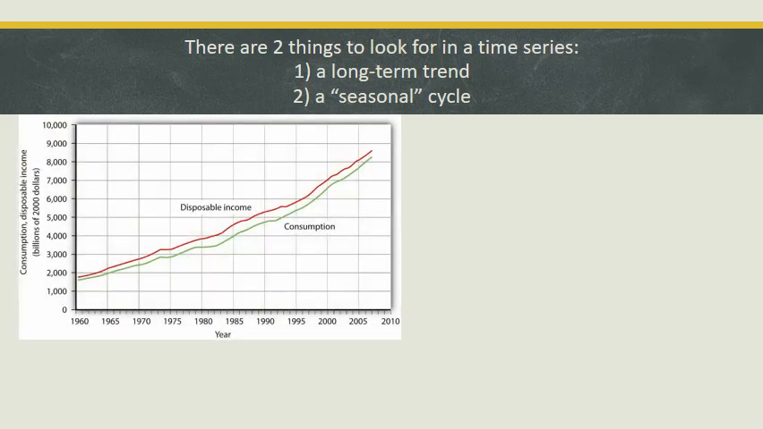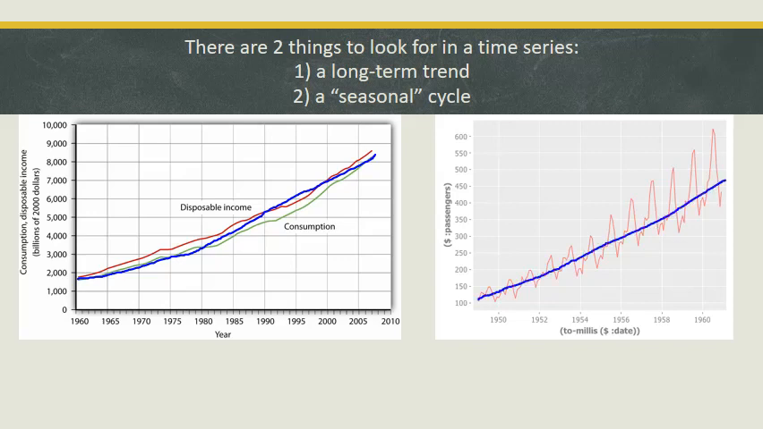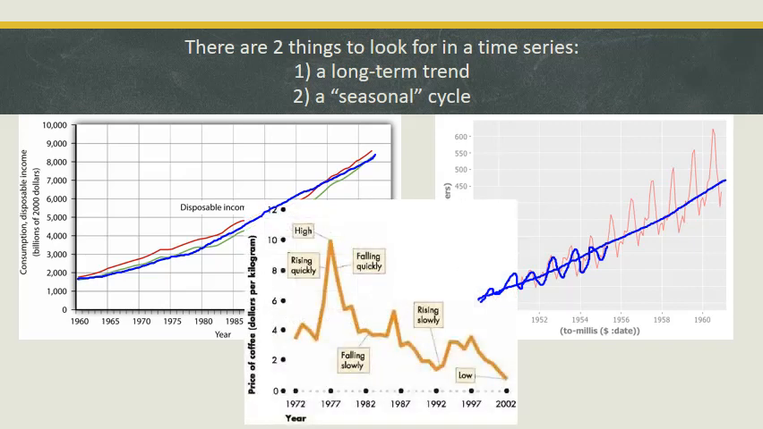This first graph shows a time series with a steadily increasing long-term trend, but nothing else. The second time series not only has a steadily increasing long-term trend, but it also has predictable peaks and valleys that repeat every year. This is evidence of a seasonal cycle. And this last time series really has neither. There is perhaps a long-term downward trend, although that is also far from obvious.